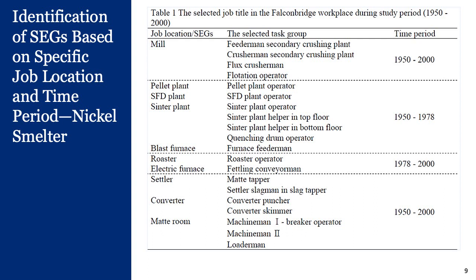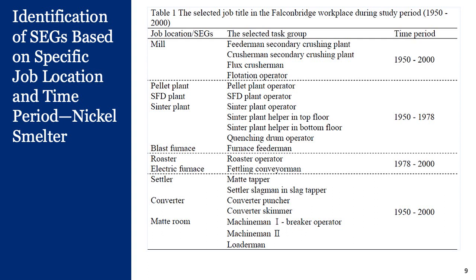In the second column, we have these different types of tasks: pellet plant operator, SFD plant operator, sinter plant operator, and so on. And under the blast furnace, we have a furnace feeder man. This is for the time period 1950 to 1978. But in 1978, they went from a blast furnace to an electric furnace, and so the nature of exposure has changed. For the period 1978 to 2000, we don't have the blast furnace anymore. We have something called a roaster and an electric furnace.